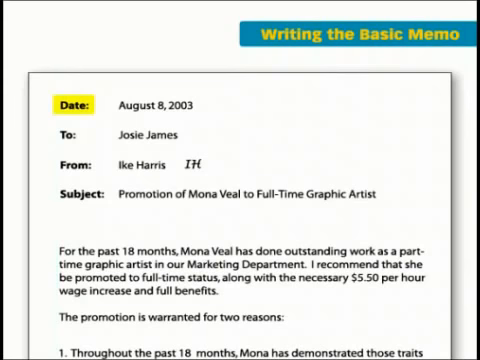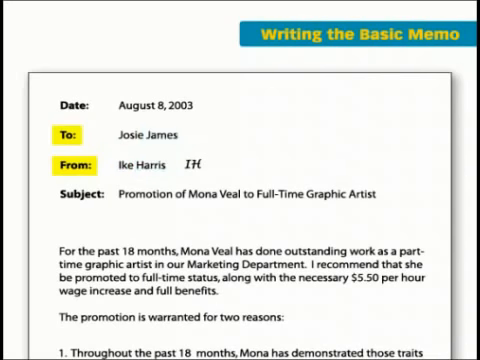The date line indicates when the memo was written. Use the full date, not abbreviations or other short forms. The to and from lines identify the intended reader and the writer. Make sure to spell these correctly and present them in parallel fashion.